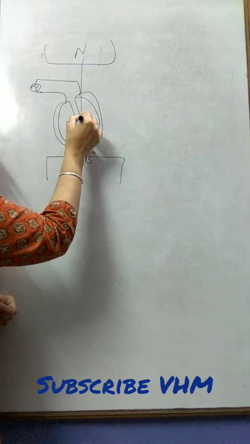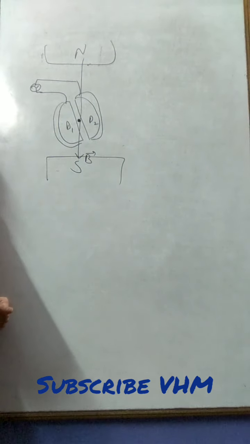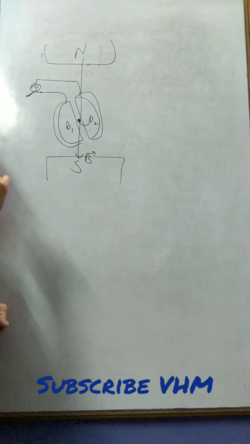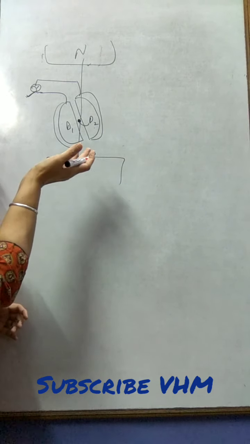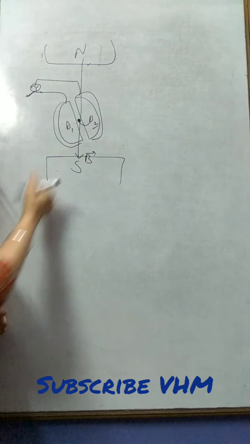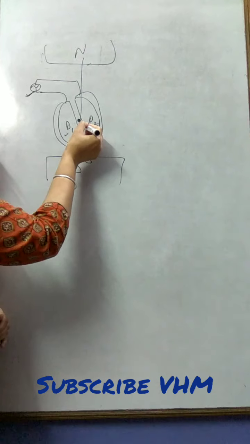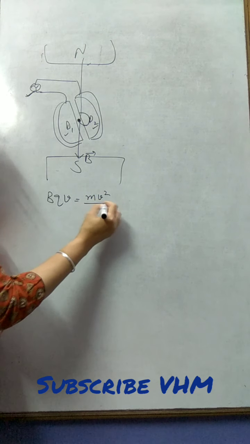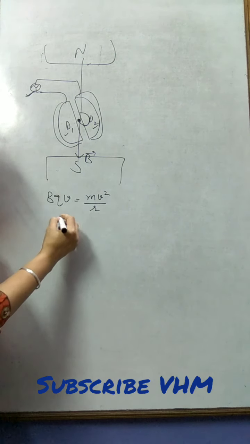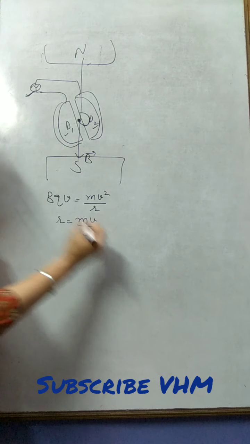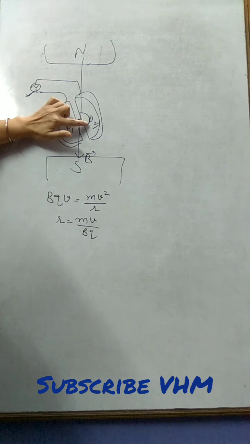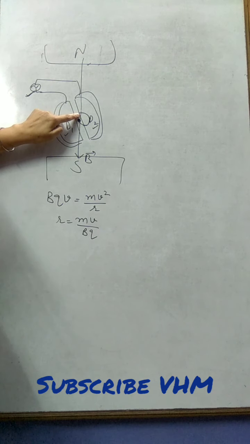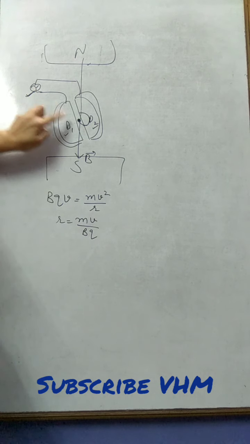When the charged particle is produced here, under the effect of the magnetic field it moves along a circular path, and the oscillating electric field provides the polarity to the D's. Let's suppose initially one D is at negative polarity and the other is at positive polarity. After covering the semicircular path, because the magnetic field provides the source of centripetal force, the radius becomes mv upon qB. Now after covering the semicircular path and coming into this gap, the particle again gains energy, and at the same time the polarity of the D's changes.